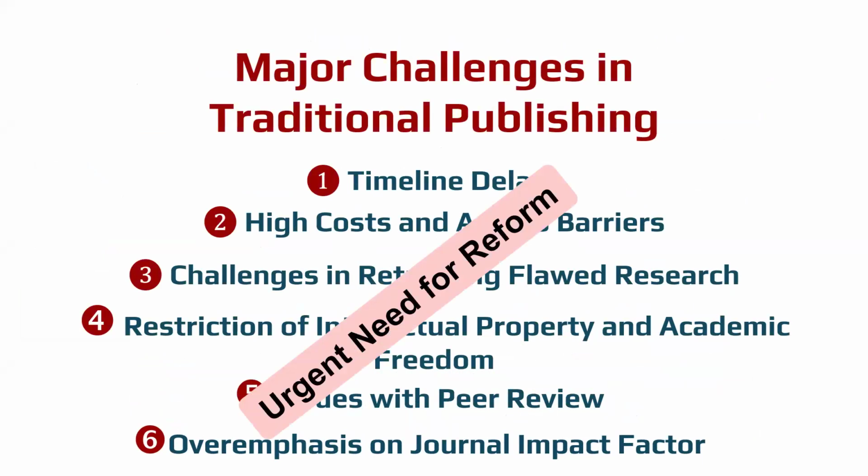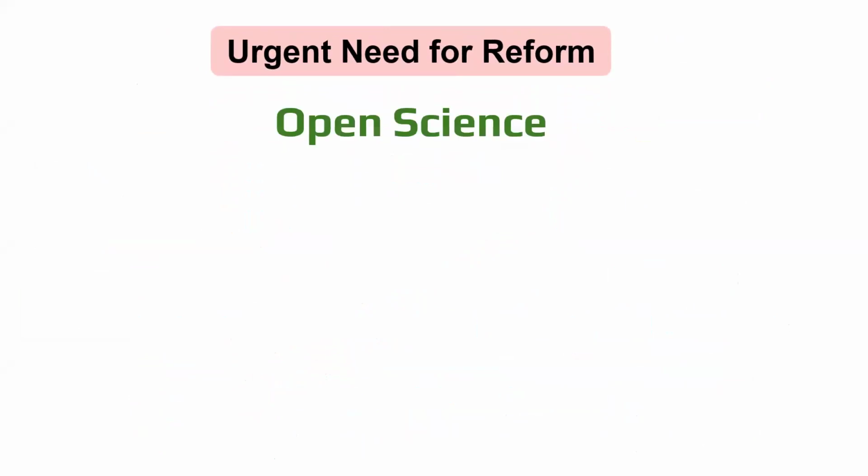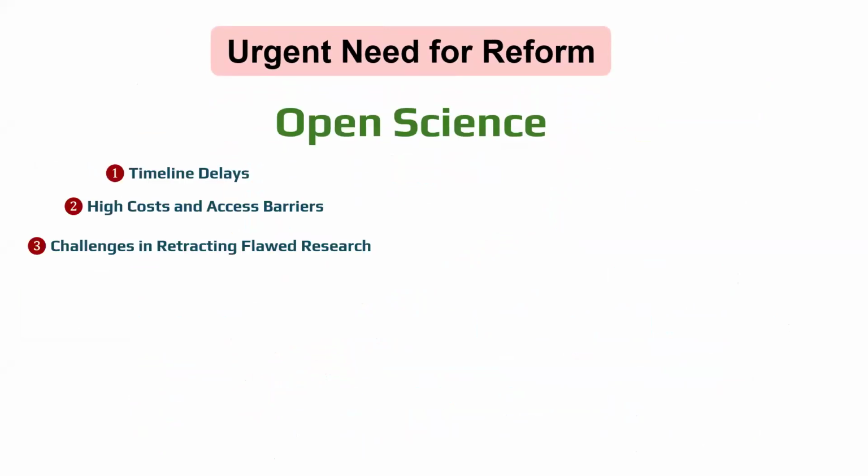So what this means, like these challenges of the traditional publishing system, is that there's an urgent need for reform. We have to make this better. We have to change this. And this is what open science is trying to do. You know, it's trying to address these issues and trying to reform them. So for example, we have the time delays, the high cost and access barriers, the challenges of retraction of flawed research. What open science tries to promote is the use of preprints, which alleviate all of these three problems.